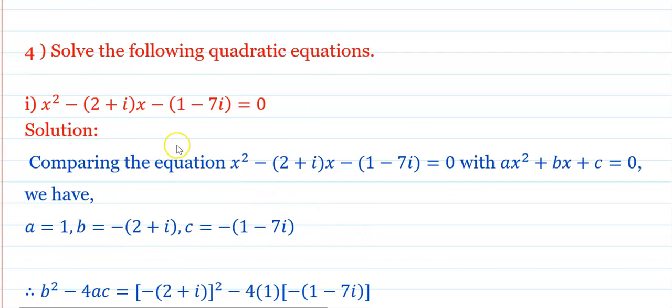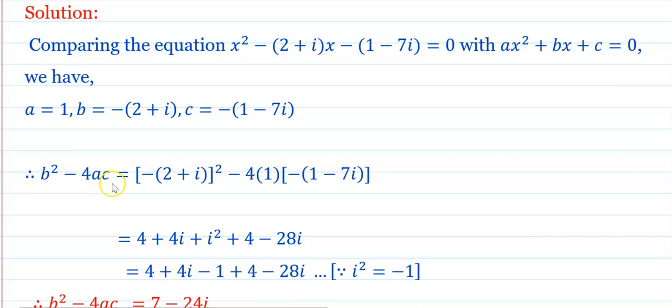Now the question number 4. Solve the following quadratic equation: x² - (2 + i)x - (1 - 7i) = 0. Comparing the equation with x² + bx + c = 0, a is 1, b is -(2 + i), c is equal to -(1 - 7i). The value of b² - 4ac. The b is [-(2 + i)]² - 4 into 1 into -(1 - 7i).